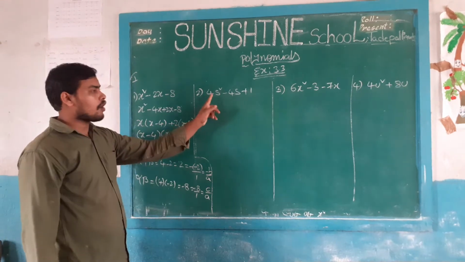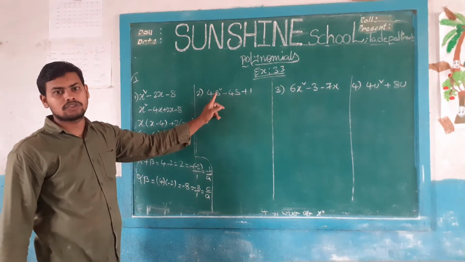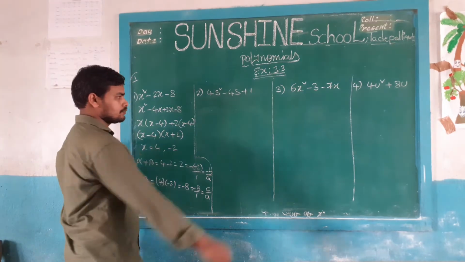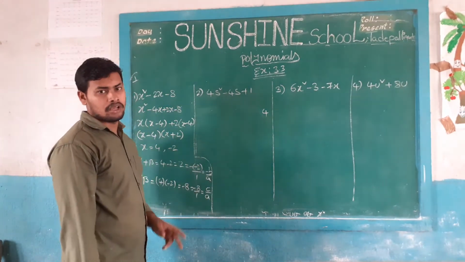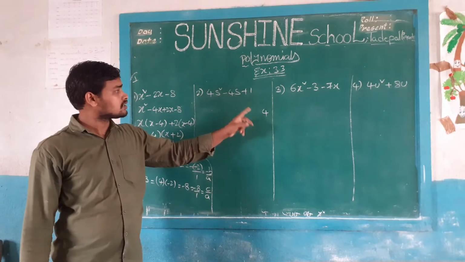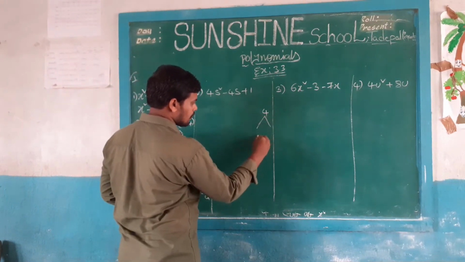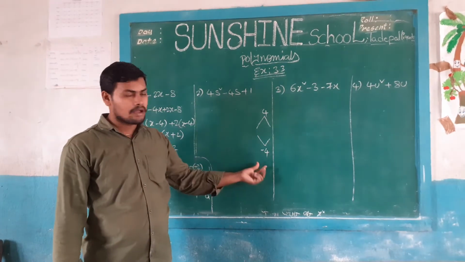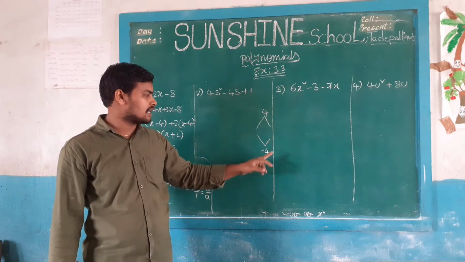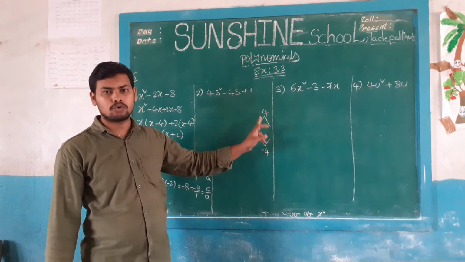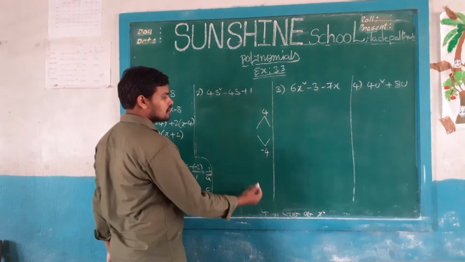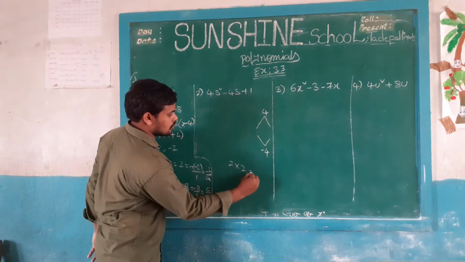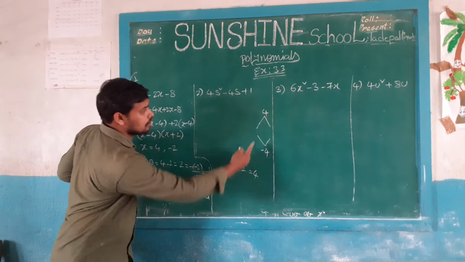Same process. Here what is the coefficient of x square? x square coefficient is 4. Coefficient of the constant term is 1. 4 into 1 is 4. And the coefficient of the s term is minus 4. If we add those two numbers, the result is minus 4. If we multiply the two numbers, the result is 4. So what are the numbers? 2 twos are 4.